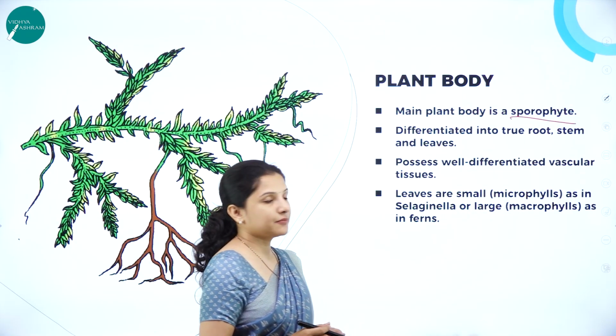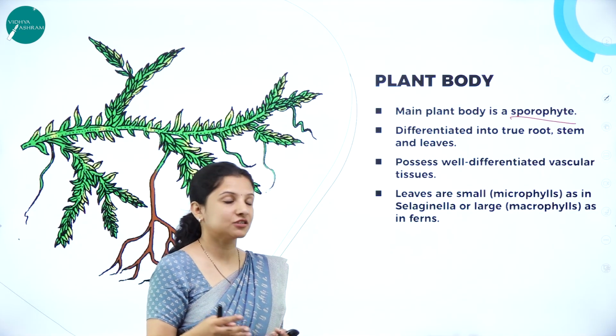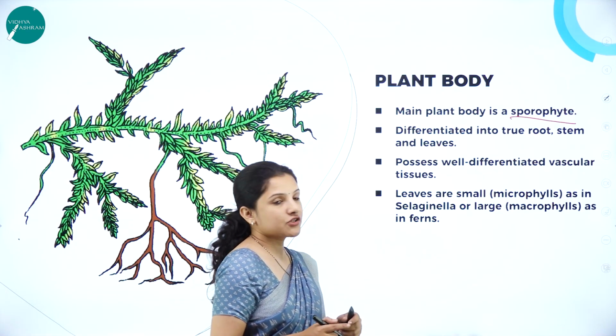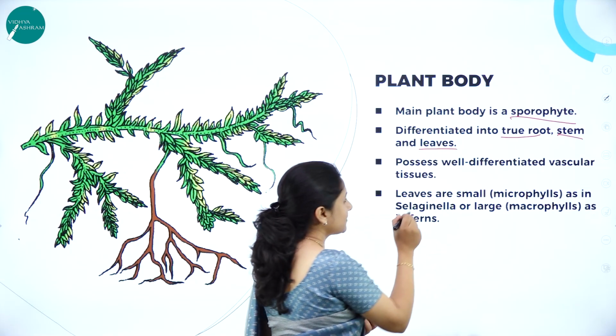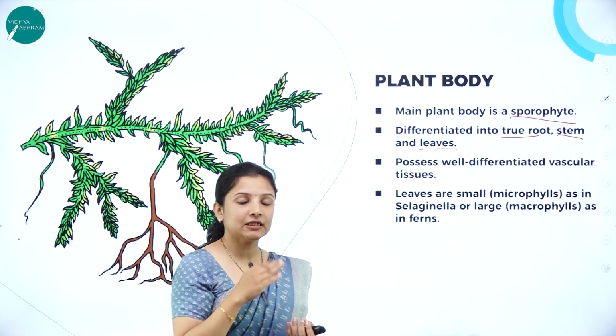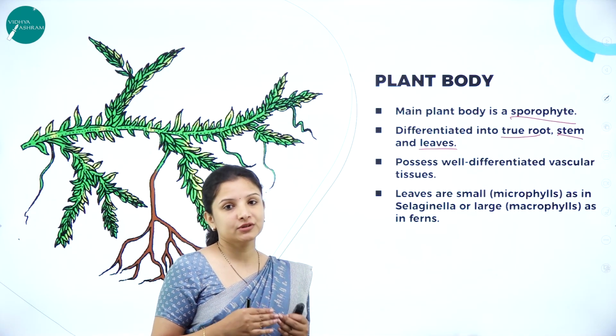The plant body is mainly a sporophyte, meaning the majority of the plant body bears the spores, and it is differentiated into true root, stem and leaf. So from pteridophytes onwards, till the gymnosperms and the angiosperms, those plants possess true root, stem and leaves.